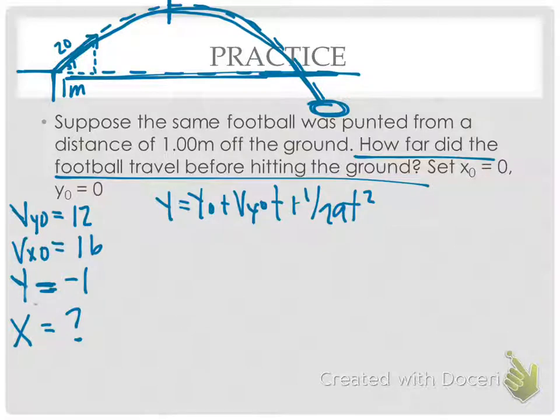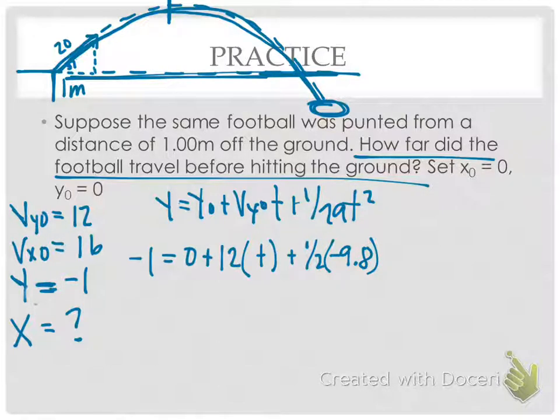Unless you want to solve for final vertical velocity, then solve for time, and then solve for horizontal. I don't like doing that. It's the same number of equations either way. So negative 1 equals 0 plus VYO, which is 12, times time, plus 1/2 times negative 9.8 times t squared.